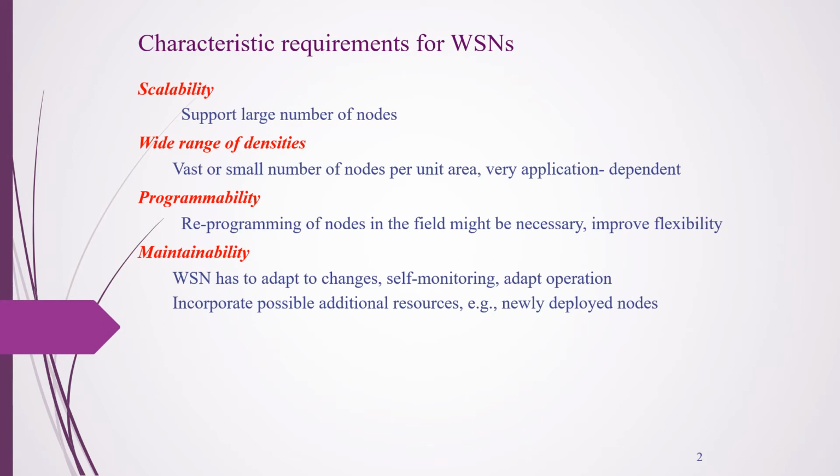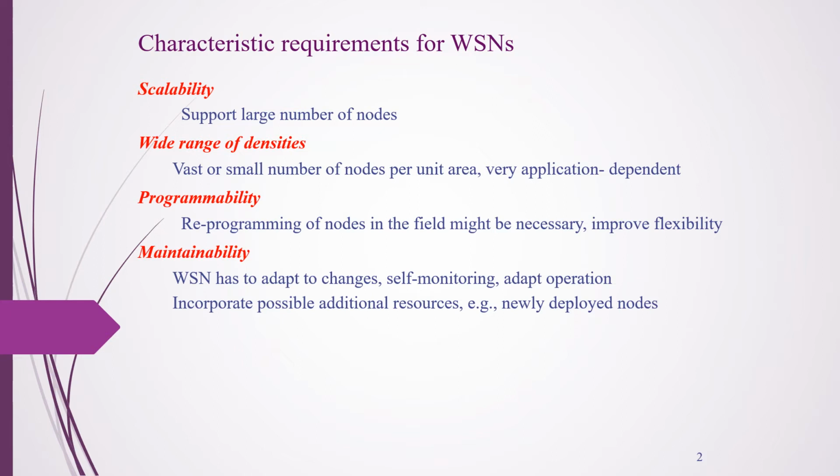We have other challenges like scalability. Scalability is going to include a large number of nodes in a wireless sensor network. We need to employ architecture and protocols to scale these numbers. Wide range of densities: the number of nodes per unit area gives the density of the network in WSN. Different applications will have different node densities. Even within a given application, the density can vary over time and space.